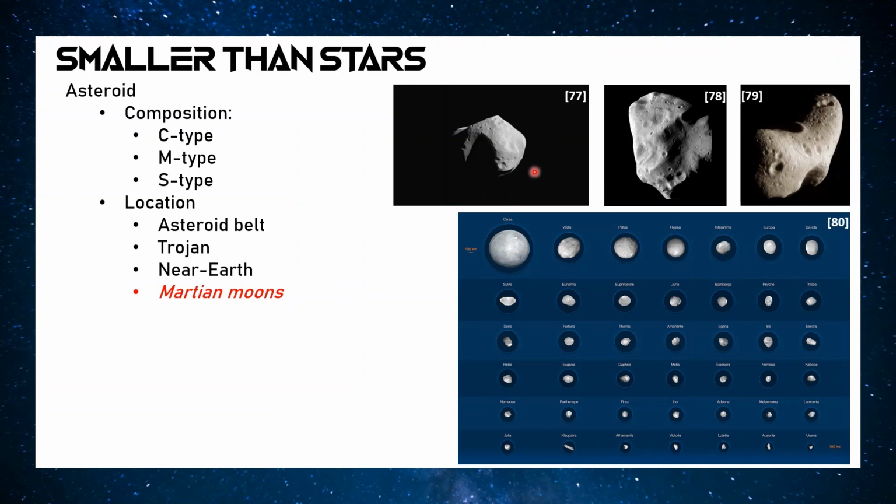And so we have some different examples here. We have 253 Mathilde, it's a C type, 21 Lutetia, which is an M type, and 433 Eros is an S type. You can also describe asteroids by where they're found. For example, most of them are found in the asteroid belt between Mars and Jupiter. And this is kind of a table of the largest asteroid belt objects. We see here our old friend, the dwarf planet Ceres, is in the asteroid belt.